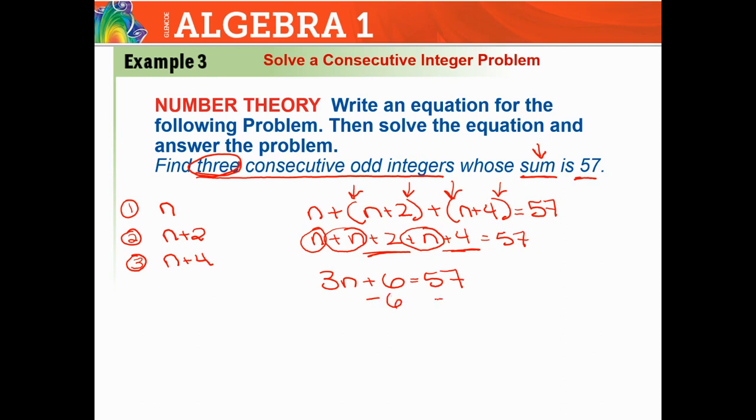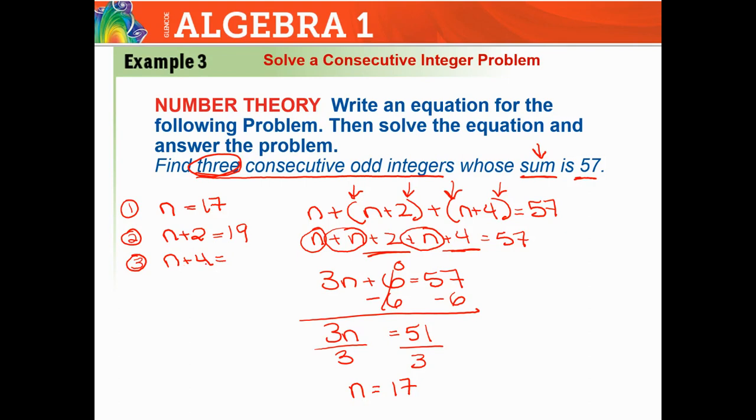And now we can subtract 6 from both sides. These cancel to a 0. I get 3n equals 57 minus 6 gives me 51. And now I can divide by 3 on both sides. And when I do 51 divided by 3, I get 17. So n equals 17. So what that tells me is n equals 17, n plus 2 equals 19, n plus 4 equals 21.